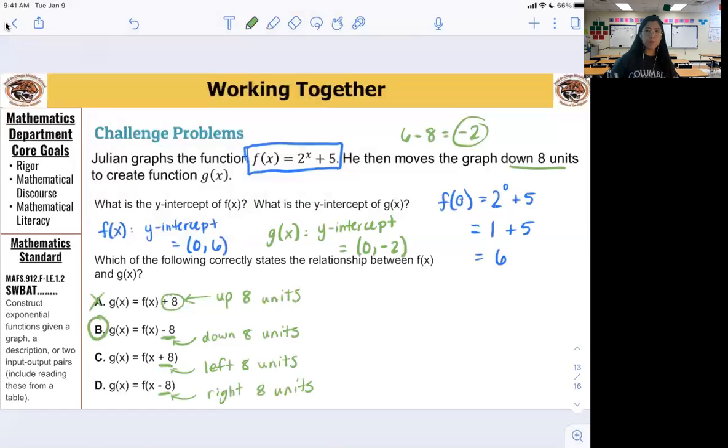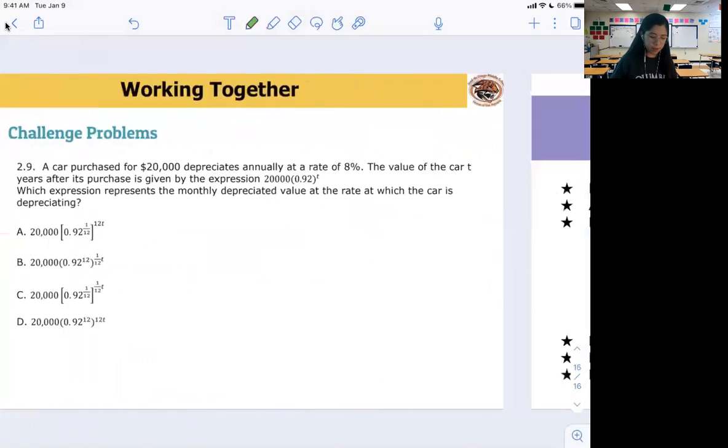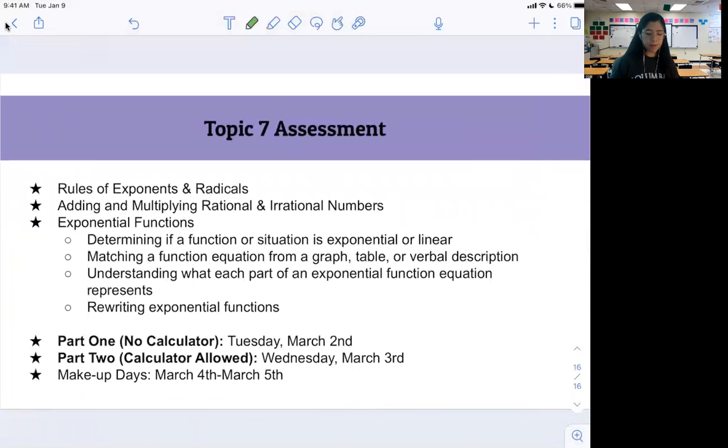Okay, questions on this one? Okay, real quick, I know we didn't get to these last 3, but that's okay. It is what it is. Topic 7, assessment. So quickly, just to go over everything that's on the test: rules of exponents and radicals, adding and multiplying rational and irrational numbers, and then exponential functions. So pretty much everything we worked on today.